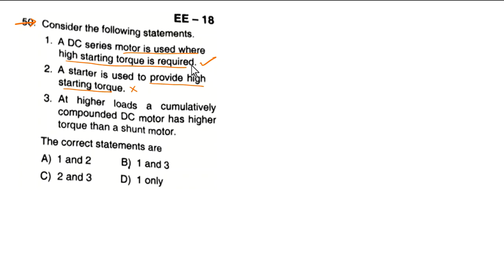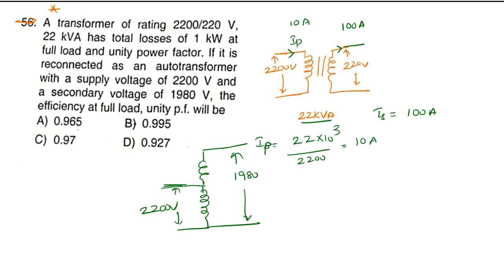Why? Because a starter is used to limit the starting current. You know this already. When you were studying in the DC machines laboratory, you did a lot of experiments. Before starting the machine, the tutor or faculty would inform you that there is a spindle there.